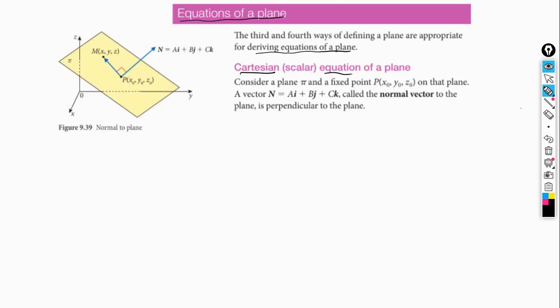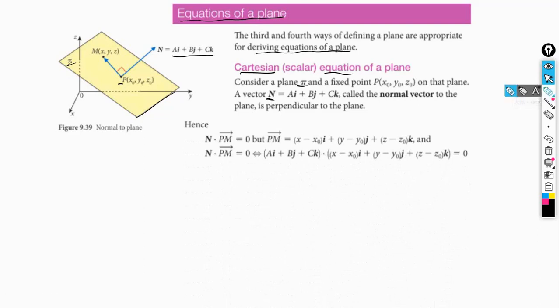So consider a plane pi. This is the plane right here, named pi, and a fixed point P, x sub 0, y sub 0, and z sub 0 on that plane. A vector n is equal to ai plus bj plus ck, and this is called the normal vector to the plane, which is perpendicular to that plane. Hence, we have that n, the normal vector, times the vector PM, which would be this one here, has to equal 0, right? Because they are perpendicular.